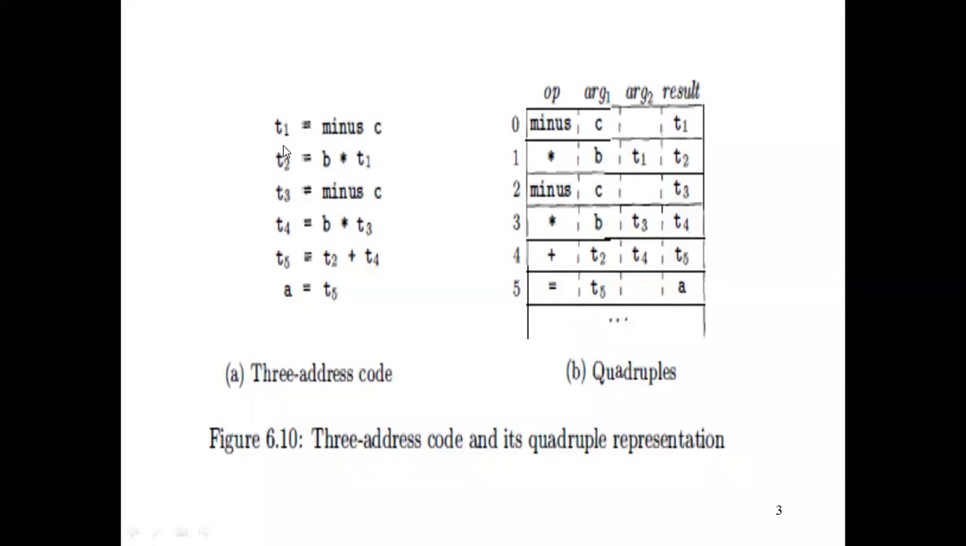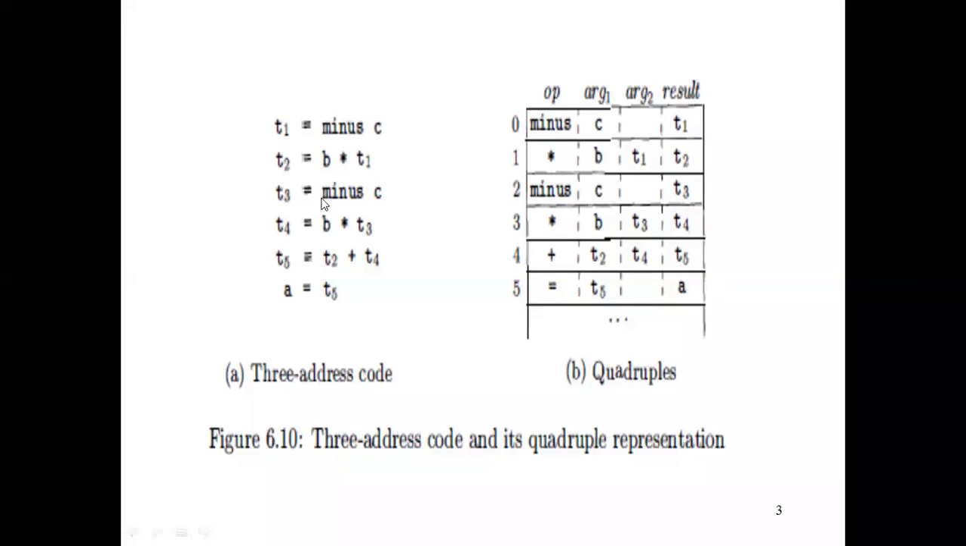So here at line number 0, you go through this expression, T1 is equal to minus C. The operator symbol is minus, so we write minus, then argument 1, that is C. There is no argument 2 here, we are using only one identifier. Result: what is the result? We are assigning this value to the temporary variable T1. So here we will write T1.